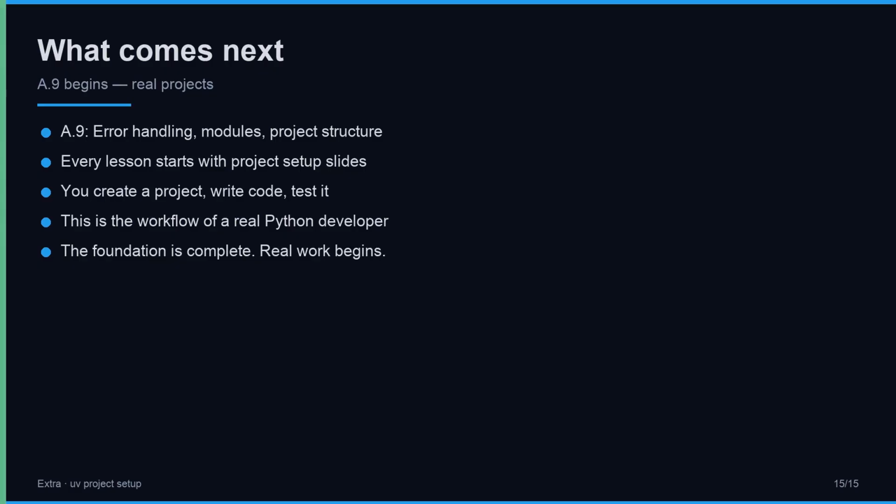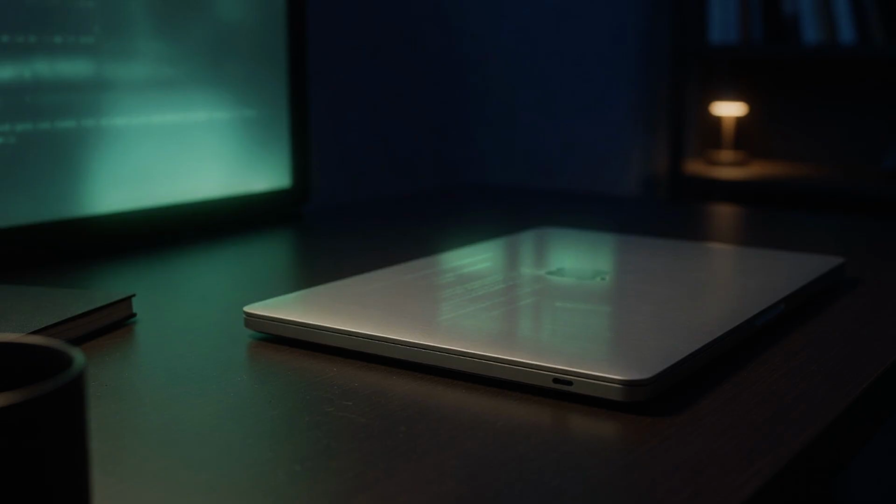What comes next? A.9 begins. Every lesson from now on is a real project. You create it with uv init, add dependencies with uv add, write code in VS Code, run it with uv run, and test it with uv run pytest. The project setup slides at the start of each lesson show you the directory structure, the uv commands, and how to run the code. This is the workflow of a real Python developer. The foundation is complete. Real work begins. Your project template is ready. A.9 begins with real projects.